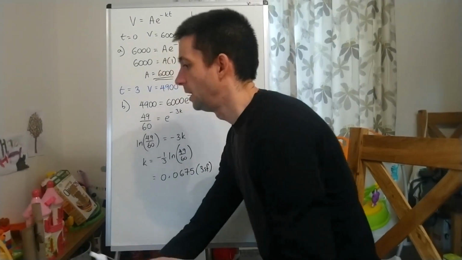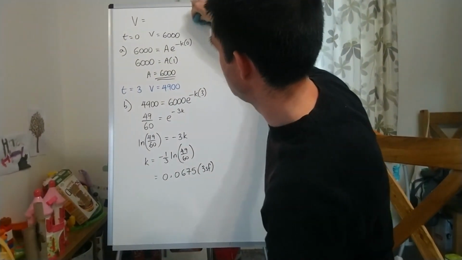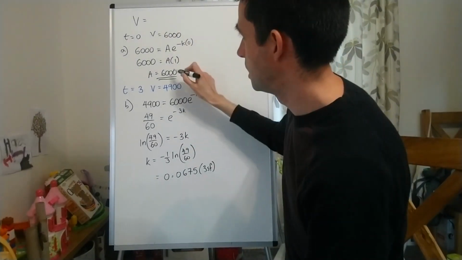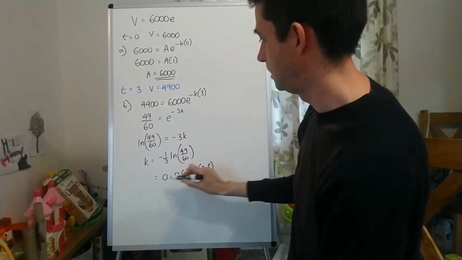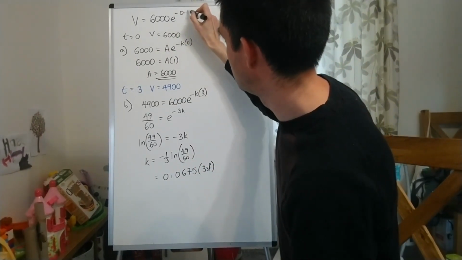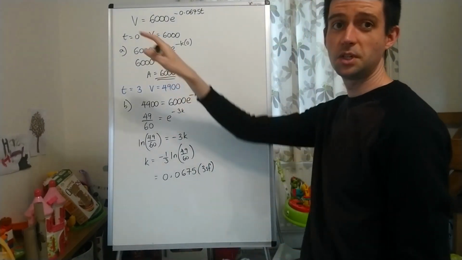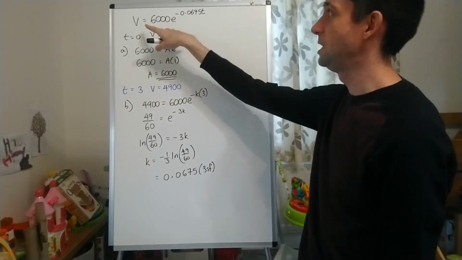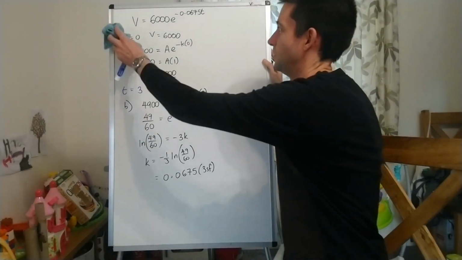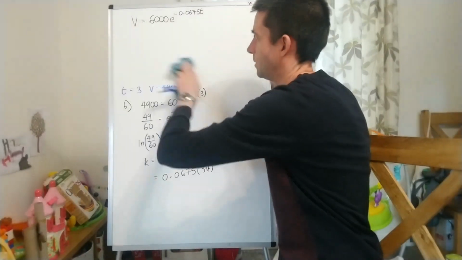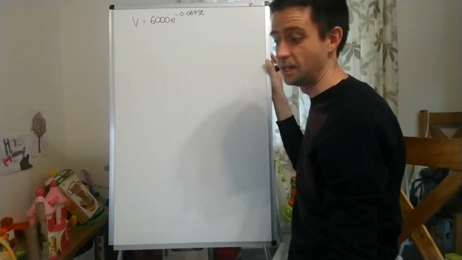So what I'm going to do is go back to the top and say, right, okay, v equals a e to the negative kt, but I know that a is 6,000 and I know that k is 0.0675. So for the rest of the question, I'm going to be using this formula here: v equals 6,000 e to the negative 0.0675t. And I'm going to clear all this off now so that I've got space to do the next bit, because the important bits I've retained for the rest of the question.